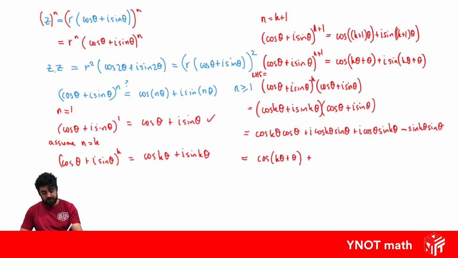Let's factorize out the i of the remaining two terms. And then we're going to get cos k theta sine theta plus cos theta sine k theta. And that's just our compound angle result for sine of k theta plus theta. And that equals the right-hand side. That means if it's true for k, it's true for k plus 1. And we proved that it's true for n equals 1, so it has to be true for 2, 3, 4, and so forth. So therefore it's true by mathematical induction.